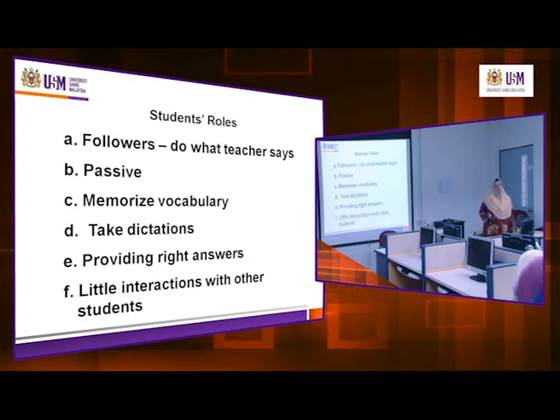Little interaction with other students. So most of the time, the work done in the class is individual work. No interaction whatsoever with your next door friend, next table friend. You don't have pair work. There will not be any pair work in this class. No group work whatsoever. Only individual work. It's very selfish, you know. This kind of method is very selfish, but it works if you are teaching students certain things. Okay?